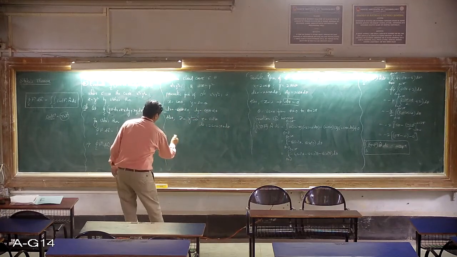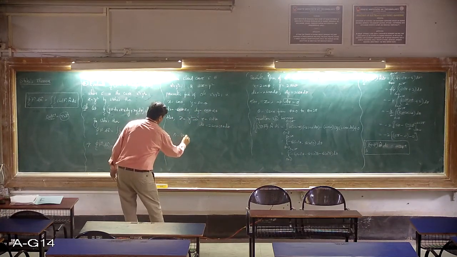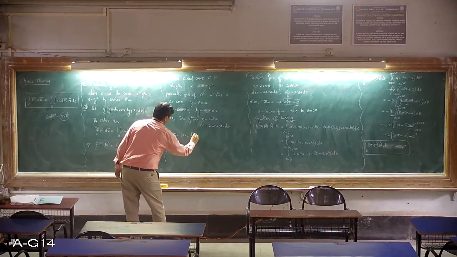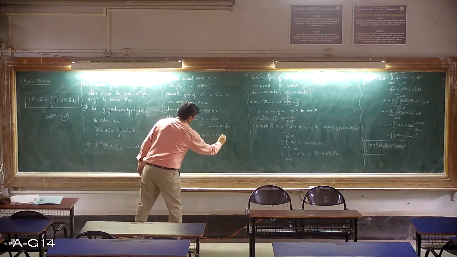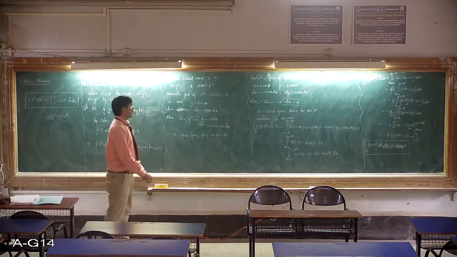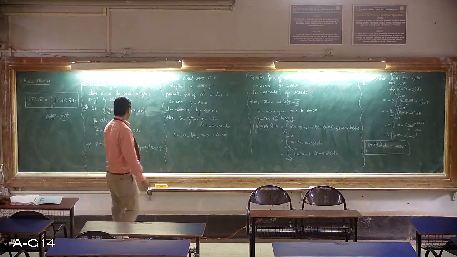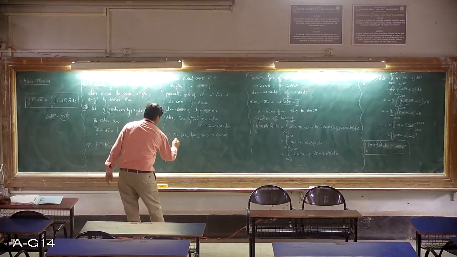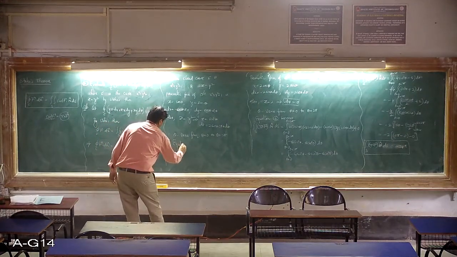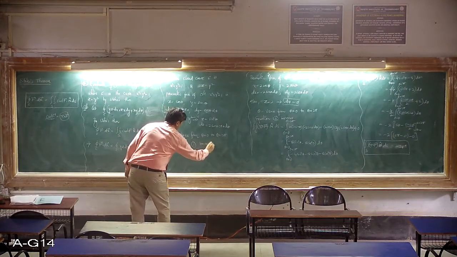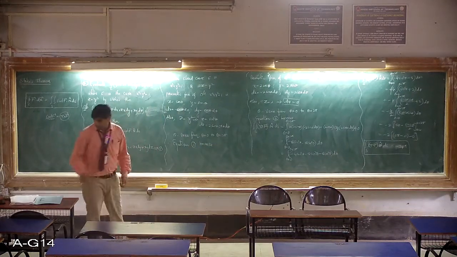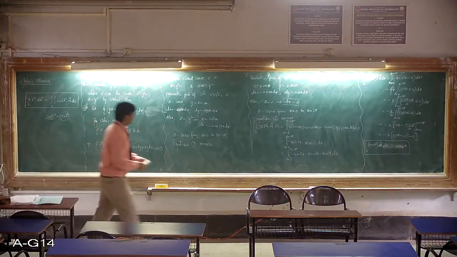Therefore theta varies from theta equals 0 to theta equals 2 pi. Therefore equation 1 becomes, next I'll write here.